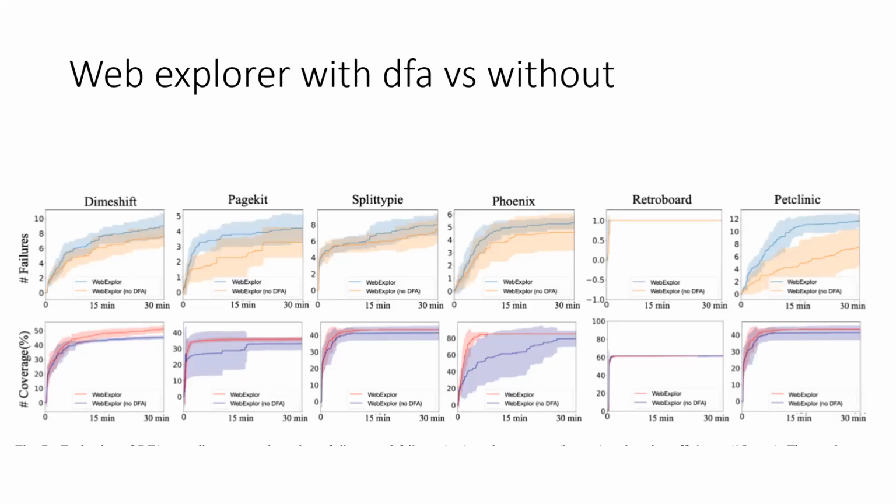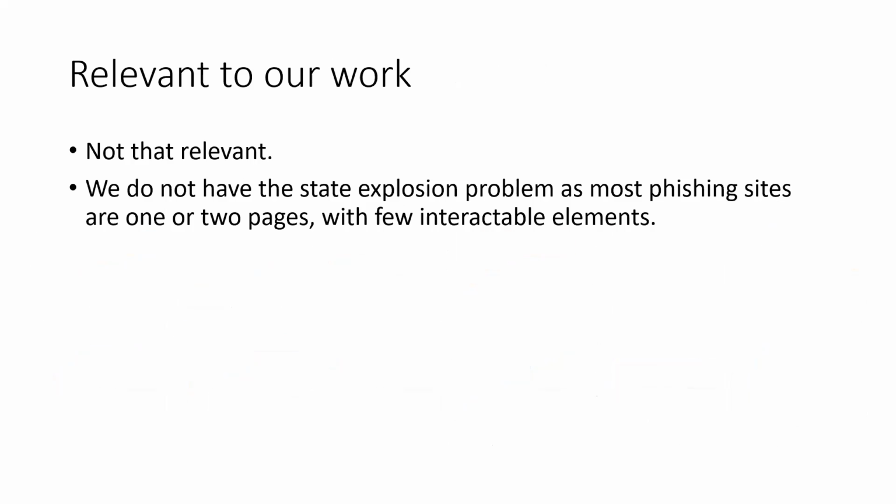So the question is, how is this relevant to our work? Honestly, I think this is a bit of over-engineering if you want to apply it to our work, because most phishing pages are just two pages. So it's easier to just explore every action exhaustively rather than build a whole reinforcement learning network to do this.